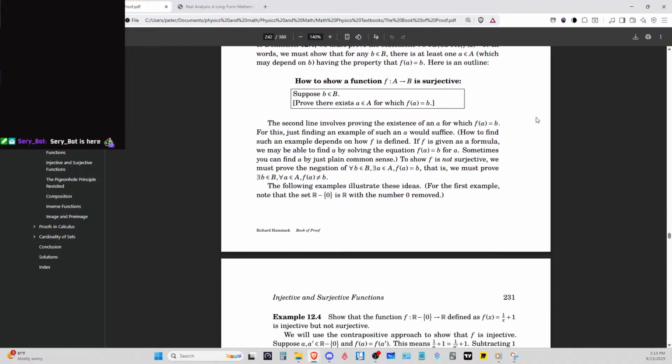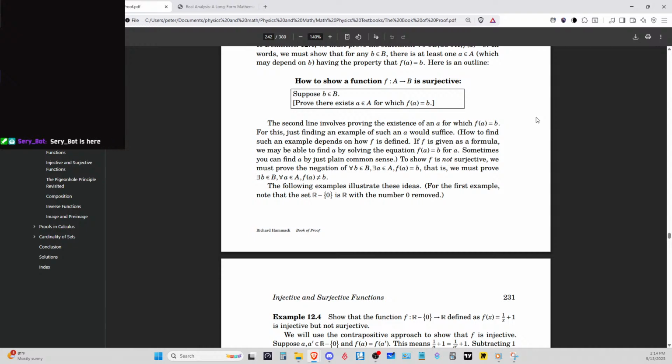Okay, the second line involves proving the existence of a for which f of a is equal to b. For this, just finding an example of such an a would suffice. How to find such an example depends on how f is defined. If f is a given formula, you may be able to find a by solving the formula f of a equals b for a. Sometimes you can find a by just plain common sense.